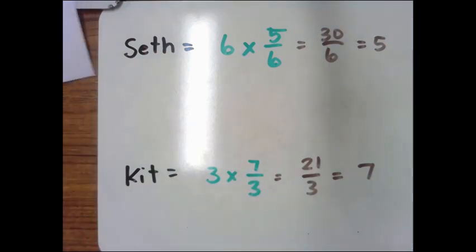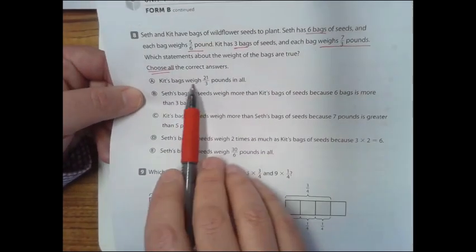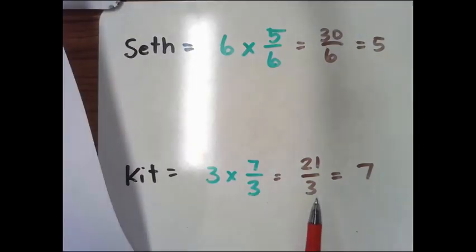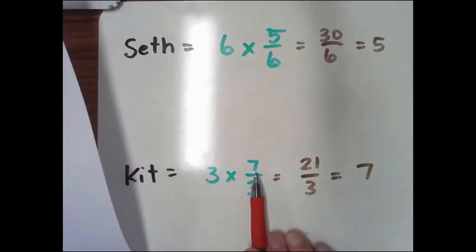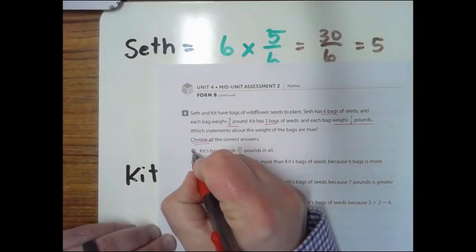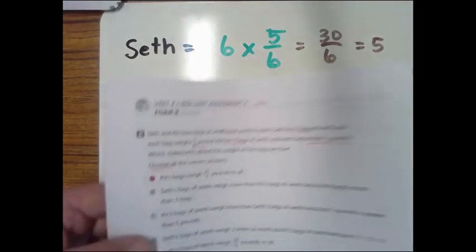So let's look at A. Kit's bags weigh 21/3 pounds in all. Well, if we go back, that's true, right? Because again, 3 times 7 is 21/3. So A is correct.